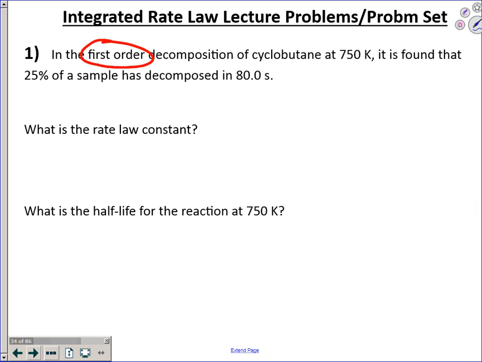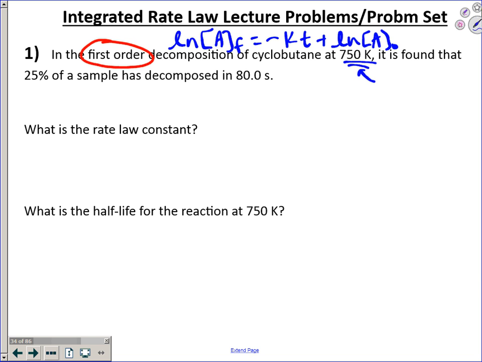ln of A final is equal to negative kt plus ln A initial. Okay, so I'm just plugging A in because that's my generic reactant, but if I were actually given reactants, I'll plug the real deal in, okay? All right, so in the first order decomposition of cyclobutane at 750 Kelvin, it is found that 25% of sample is decomposed in 80 seconds.